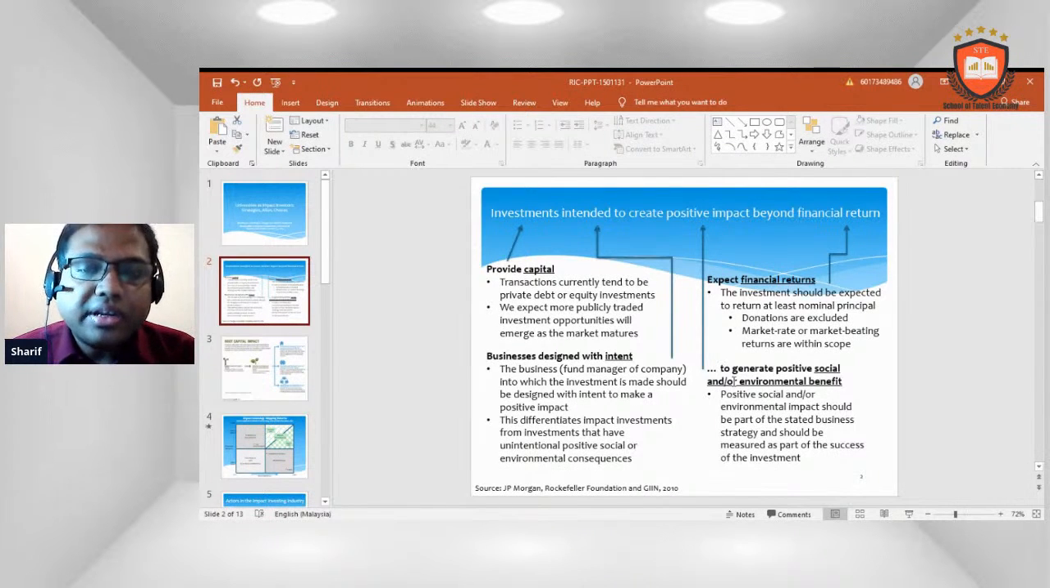Expect financial return. The investment should be expected to return at least nominal principal. Donations are excluded; market rate or below-market-rate returns are within scope to generate positive social and/or environmental benefit. Positive social and/or environmental impact should be part of the stated business strategy and should be measured as part of the success of the investment.